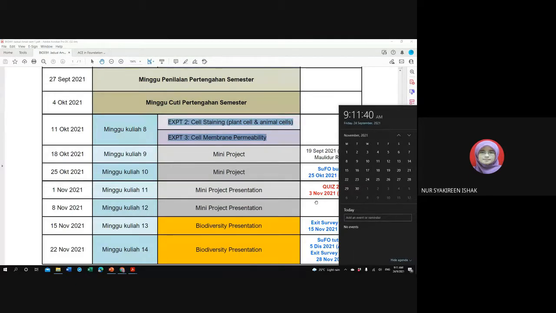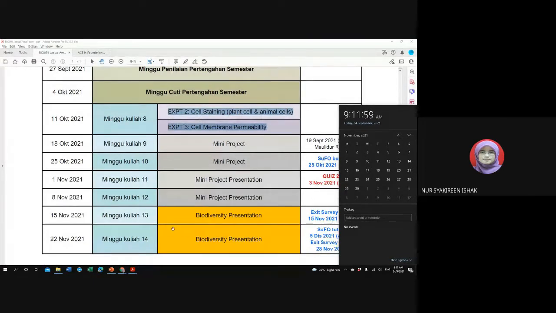Okay, so you can refer to the rubric in your buku workbook tu. Dah letak dah rubric untuk pemarkahan. You can refer as a guide for you to prepare your assignment. Okay. Same goes to the bio-D presentation. So bio-D presentation, video should not be longer than 15 minutes because another 5 minutes is for Q&A.